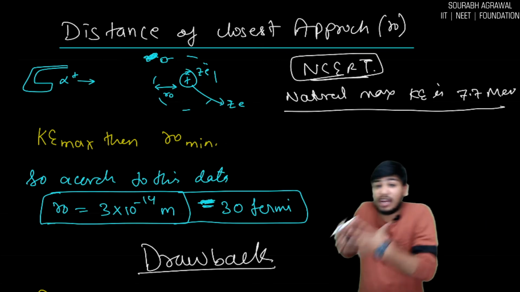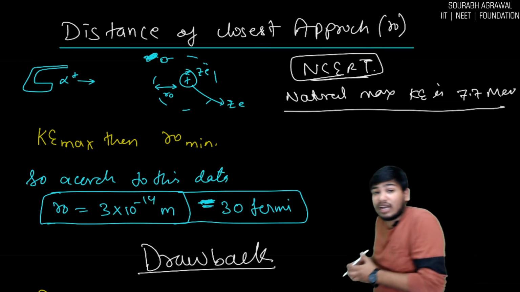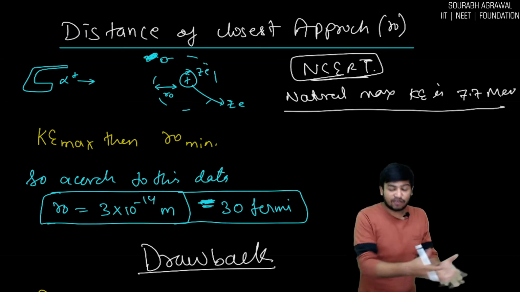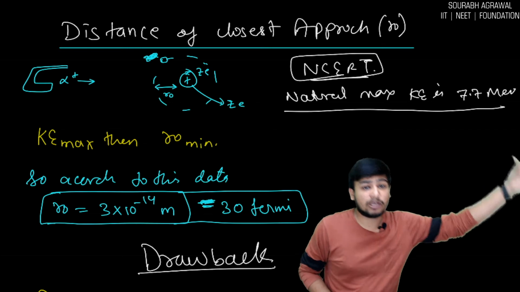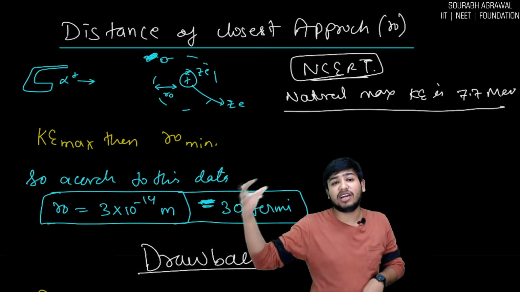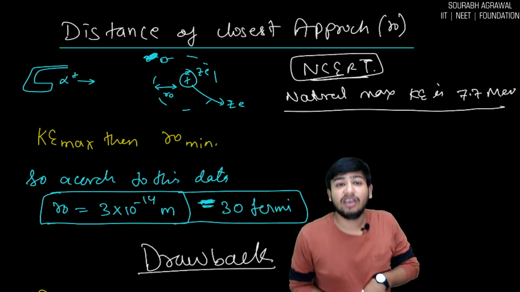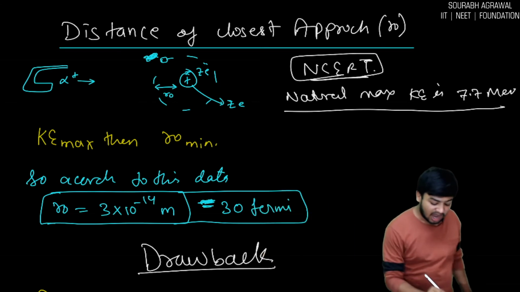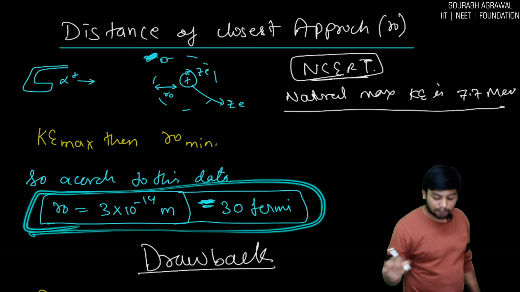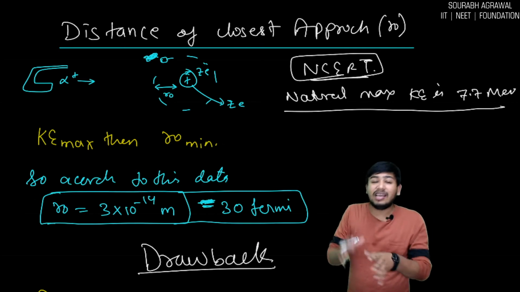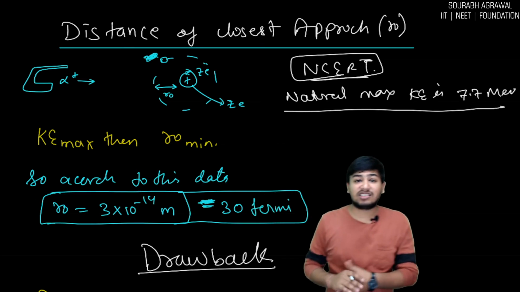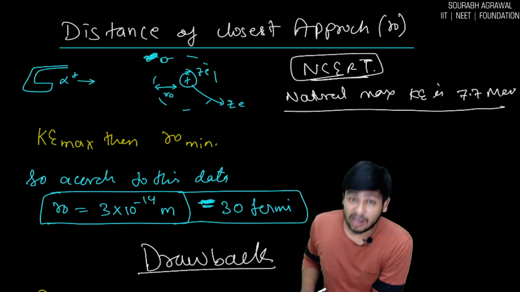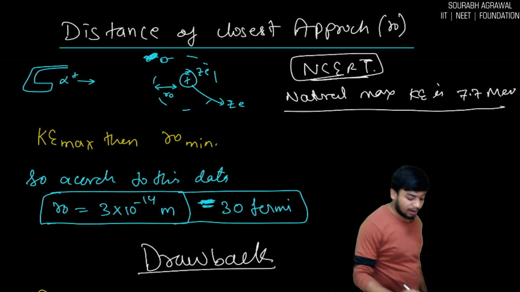What is the maximum kinetic energy that this alpha particle can have? 7.7 mega electron volt. And this equation I already told you: initial kinetic energy plus initial potential energy equals final kinetic energy plus final potential energy. From that equation we have got this R naught, the distance of closest approach, which is approximately the radius of the nucleus. So this is also the experiment by Rutherford.